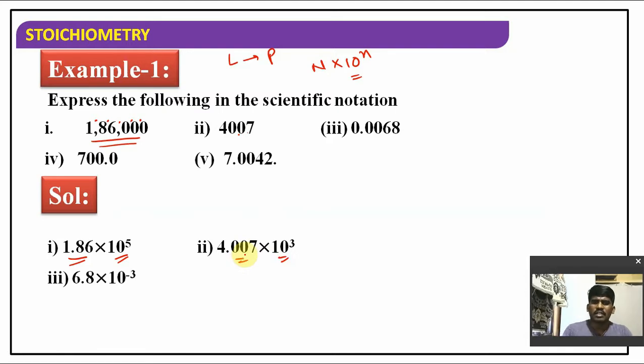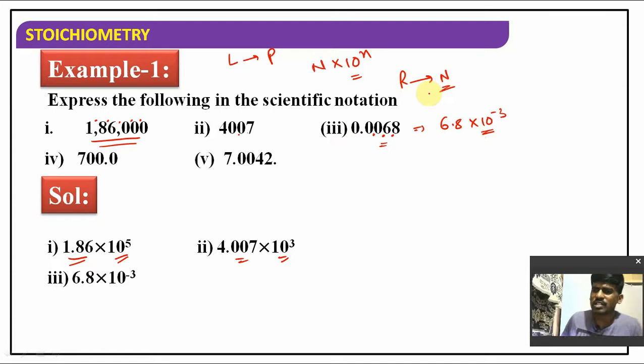And the third one. Here we have adjusted the decimal to the right side. One place, second place, and third place. So it can be given as 6.8 into 10 raised to minus 3. When we adjust the decimal to the right side, the exponent becomes negative. How many places have we adjusted? 3 places. So it will become 10 to the power of minus 3.